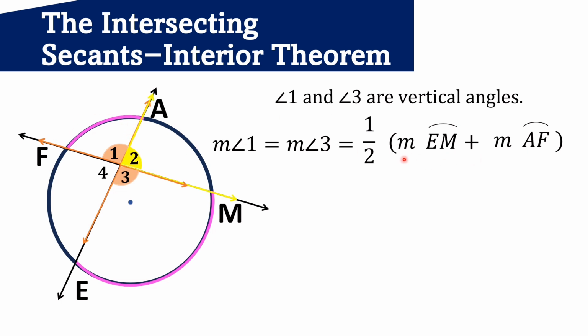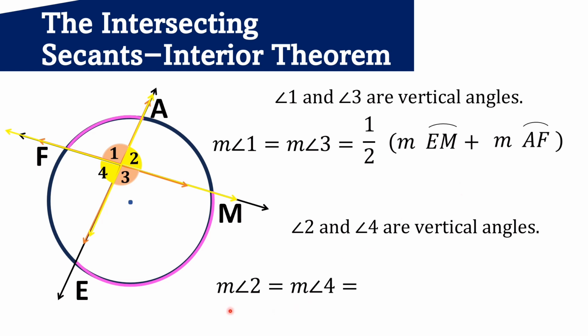Furthermore, angle 2 and angle 4 are also a pair of vertical angles. Therefore, angle 2 and angle 4 are congruent. In addition to that, the measure of angle 2 is equal to the measure of angle 4, that is 1/2 times the measure of the arc AM plus the measure of the arc EF.